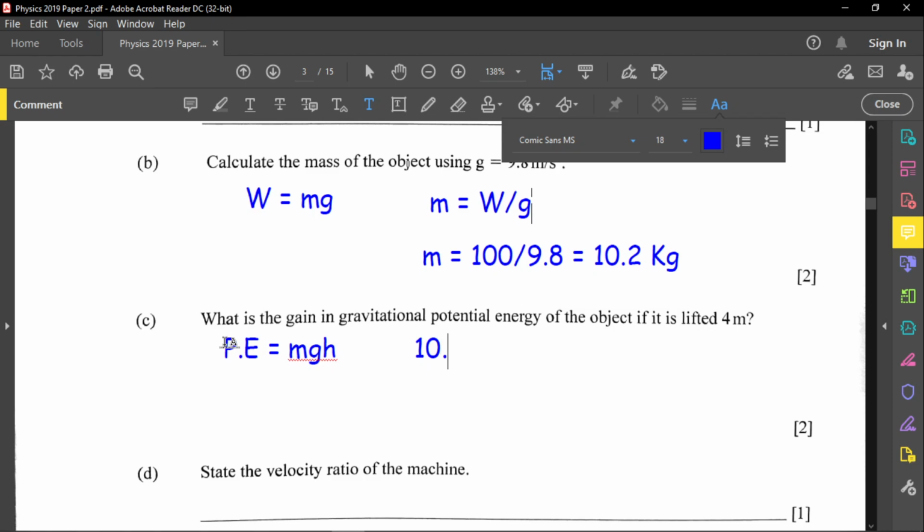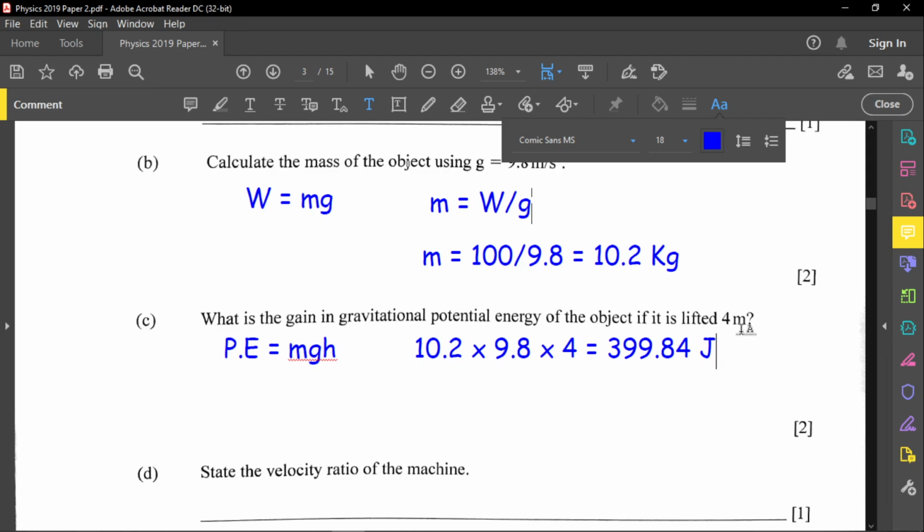So it'll be 10.2 is our mass, multiplied by the gravity, which is 9.8. And it moves across a height of 4 meters. So we're going to multiply that by 4 meters. So height is 4 meters. And so this will give us 399.84, and this is energy, so this is in joules. Okay, so that's very important right there.